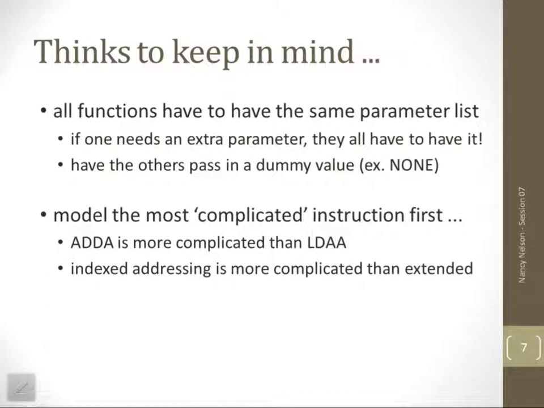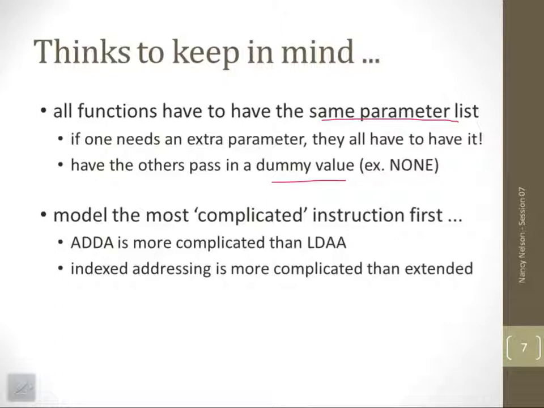And finally, a couple of things to keep in mind while you're doing this. First of all, we need exactly the same parameter list for every function that you're going to include. So if one of them needs an extra parameter, you have to include it for all of them. And if you need to do that, then what you would do is set up some kind of a dummy value or a non-valid value that you would recognize is just garbage being passed in.